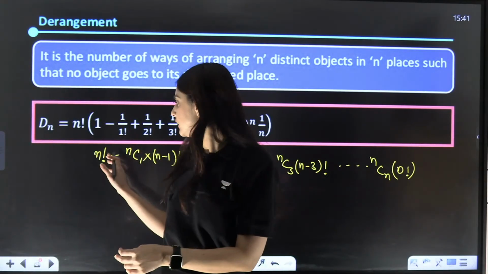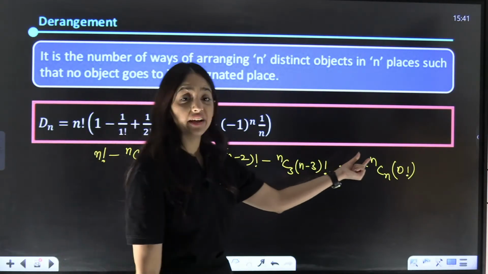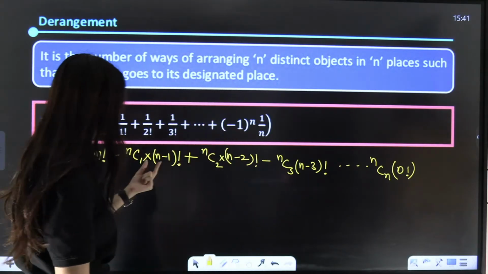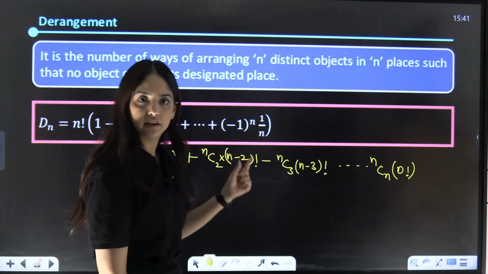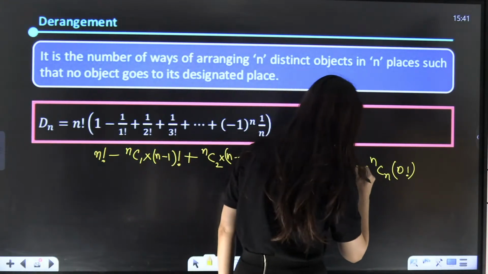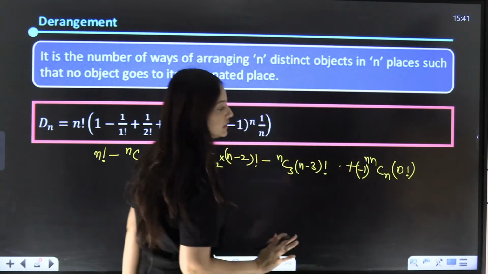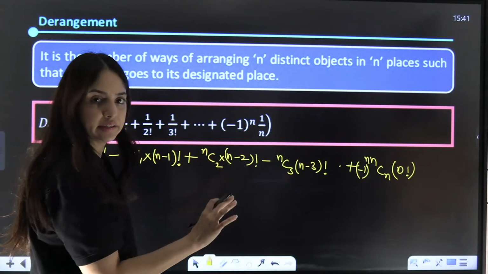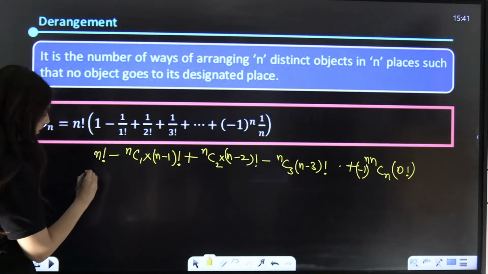It's alternating between plus and minus, so depending on if n is even or odd, it could be plus or minus, right? So we write that as, if it's odd it's minus, if it's even then it's plus. So we will write this as plus minus 1 raised to power n into nCn 0 factorial. Now this might be a bit complicated. How do we actually check? How do we actually calculate?